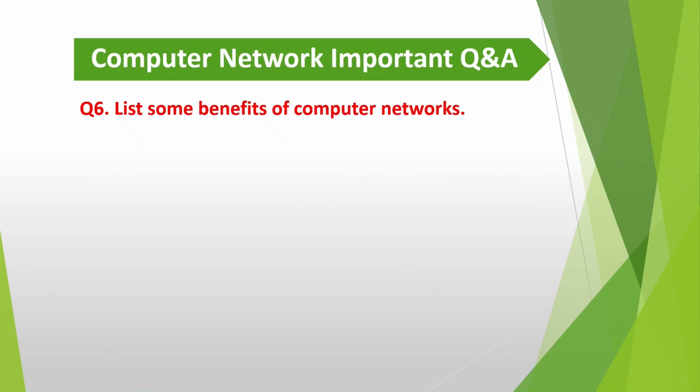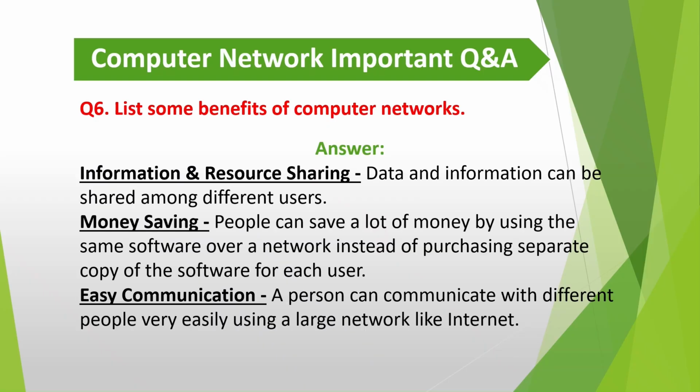Question 6. List some benefits of computer networks. Answer. Information and resource sharing. Data and information can be shared among different users. Money saving. People can save a lot of money by using the same software over a network instead of purchasing separate copy of the software for each user. Easy communication. A person can communicate with different people very easily using a large network like Intranet.